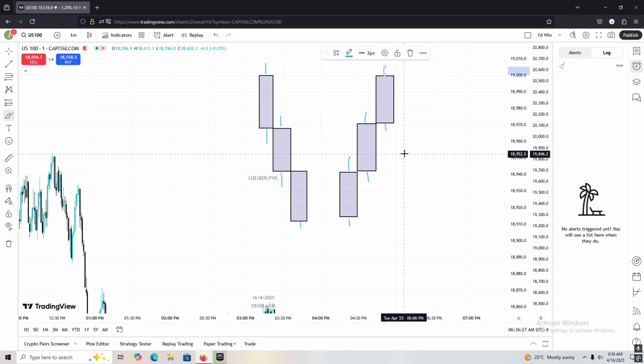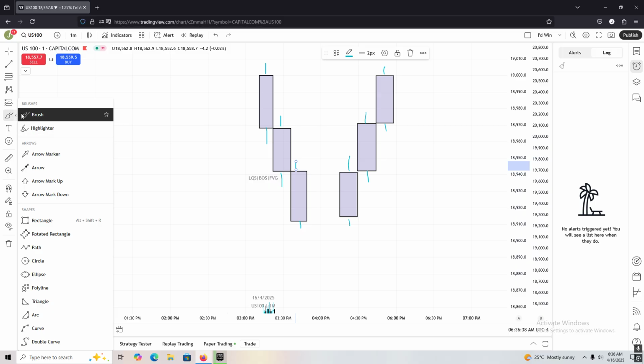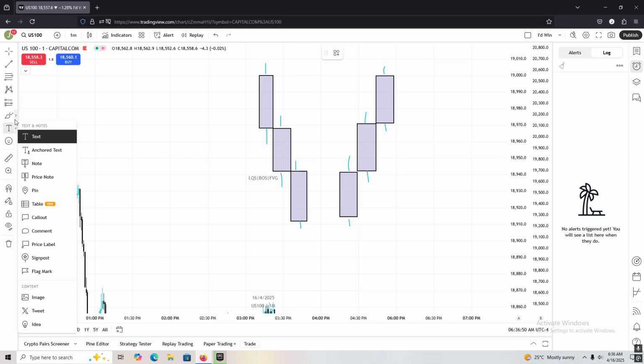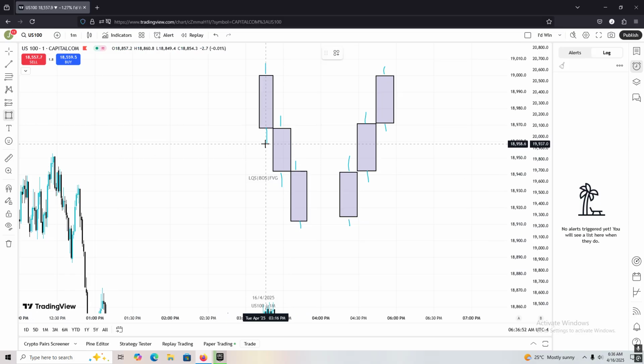Okay, so a fair value gap is basically like this. Just pretend like this is a downtrend. This is a bearish example. A fair value gap is a three consecutive candle pattern, right? So if it's in a downtrend, this one will be the fair value gap. The space that's over here, from this bottom wick to this top wick.